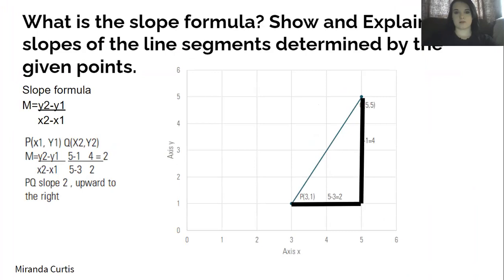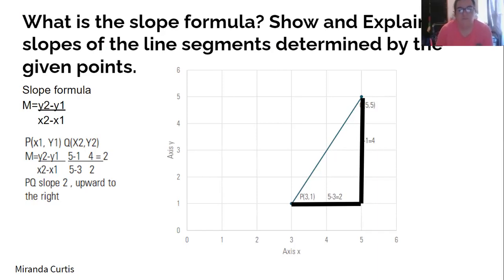Miranda, what is the slope formula? Show and explain the slopes of the line segments determined by the given points. Okay, so our slope formula is going to be m equals y2 minus y1 over x2 minus x1. So our points, P is x1 and y1, and then Q is x2 and y2. So what we're doing is we're going to fill it in. So x1 is 5 minus 1, and then that gives us 4. And then over here, we got 5 minus 3 equals 2.